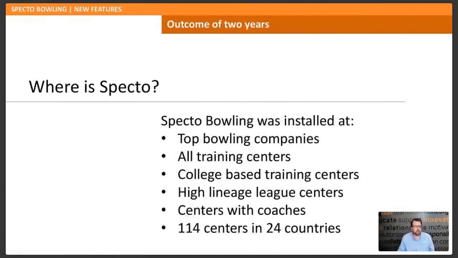So where is Specto so far? We launched Specto in the summer of '16, and we were doing our first installs the very tail end of 2016. And we really got cranking the first part of 2017, installing bowling centers around the world. So it's basically just at the 2-year mark, maybe a couple months over. But so far, we've installed Specto Bowling at top bowling companies. Every ball manufacturer has installed Specto. The USBC has installed Specto. Training centers around the world, college-based training centers, high lineage league centers, centers with coaches. So far, we've installed Specto at 114 centers in 24 countries.